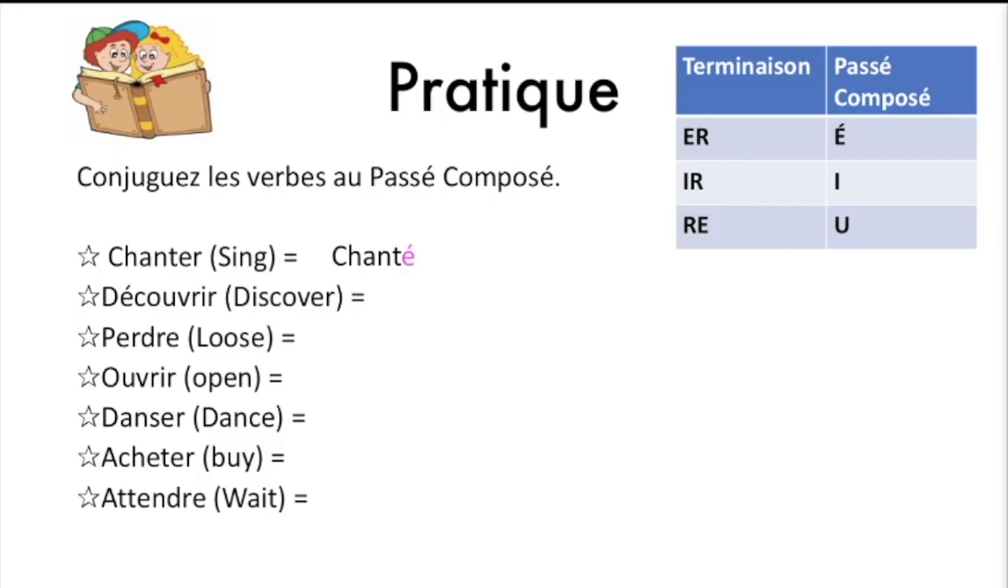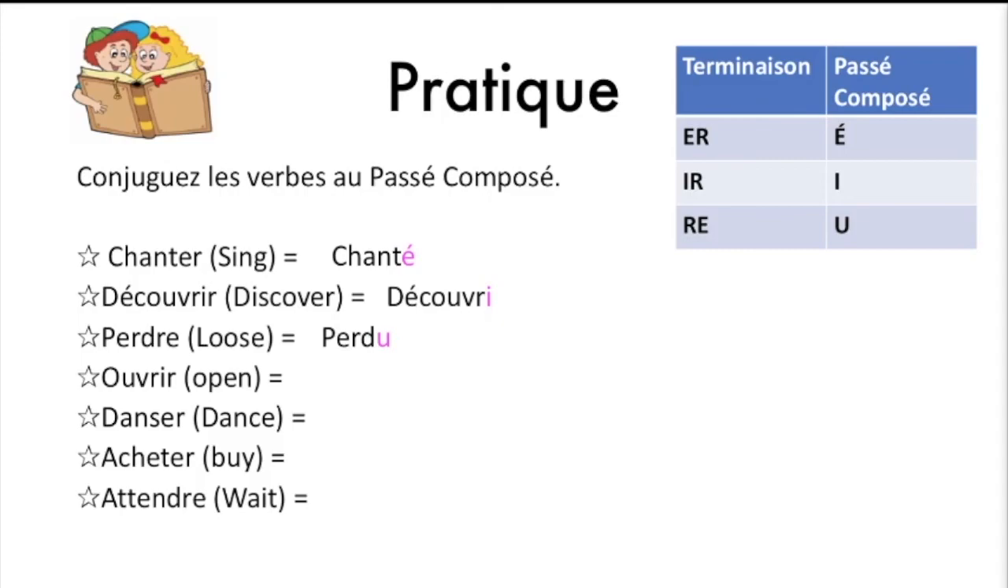The next one is découvrir. And if you remember, IR verbs get changed to I. So in this case, we would have découvert. The next one is perdre, to lose something. And you'll notice it's the third group. It has an RE. So we're going to change that RE for a U. And we have perdu. The next one we have is ouvrir.